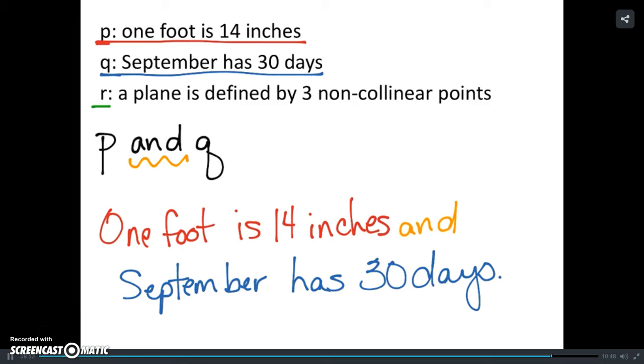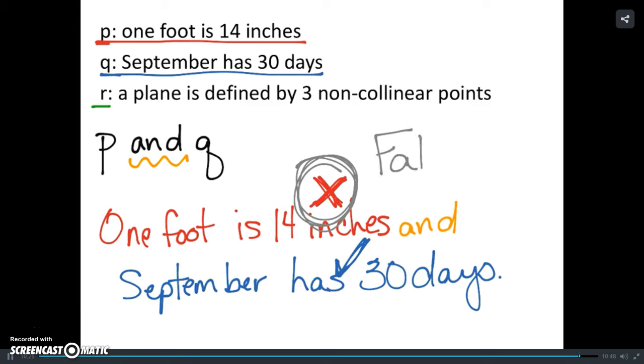And they're going to ask you about the truth value of this statement. And so you will know the truth value based on each individual part. So we have to decide, are these parts true or false? So is it true that 1 foot is 14 inches? No, it is not. 1 foot is 12 inches, not 14 inches. Okay, September has 30 days. That is true. September does have 30 days. Now the key is going to be, if even one part is wrong, that means that the truth value of this statement is false. Okay, so if even one part is false, then the conjunction is false.